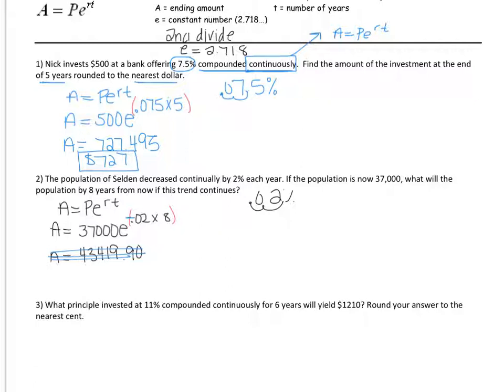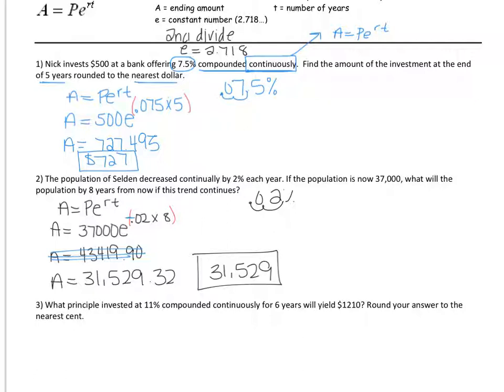Okay, you should have gotten, with the negative, 31,529.32. So approximately 31,529 would be the population. Now that makes much more sense because it started at 37,000 and it decreased to about 31,000.